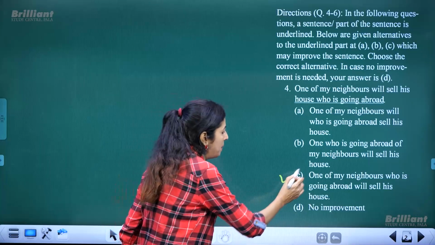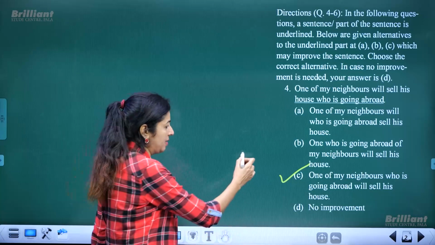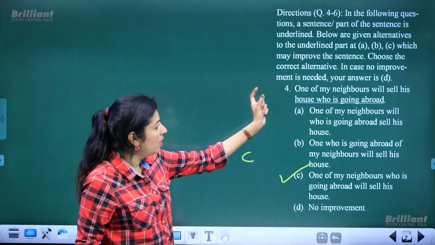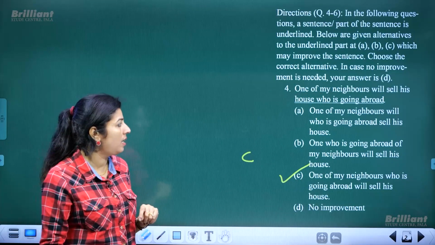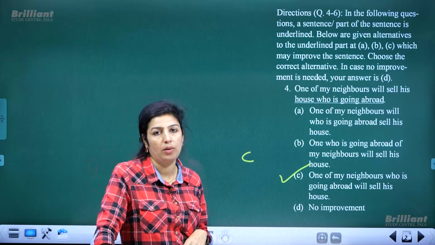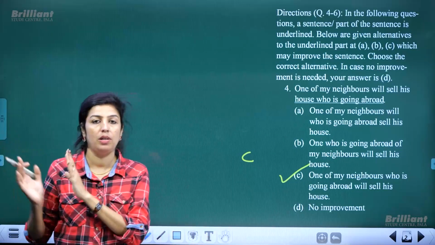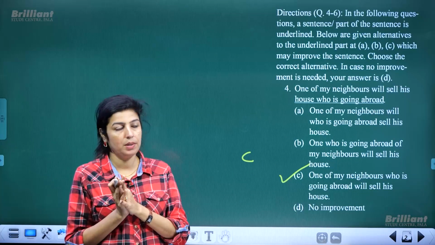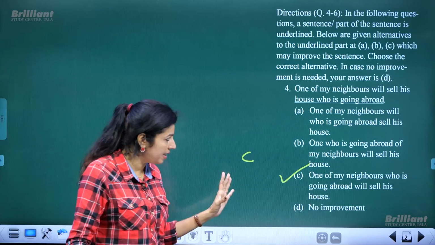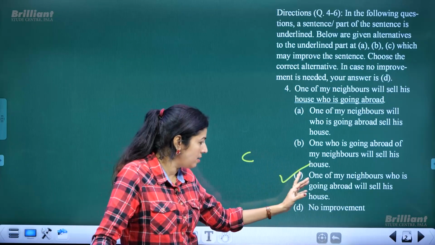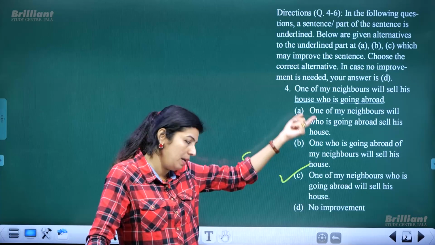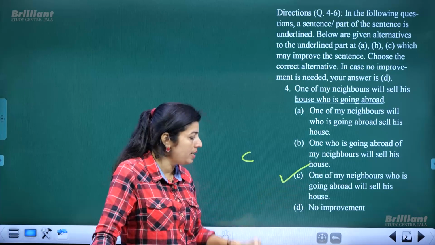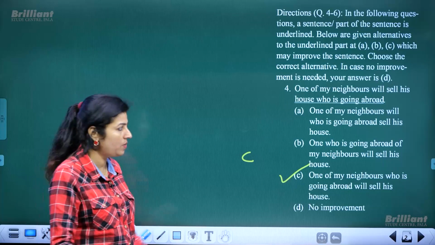This is the perfect one, the correct one, C option. Otherwise, when you read the question statement, "One of my neighbors will sell his house who is going abroad," it is as if the house is going abroad, not the person. So of course you need a correction for the sentence, and that is option number C. One of my neighbors, who is going abroad, will sell his house. The neighbor is going abroad, not the house. Okay, this was very simple.